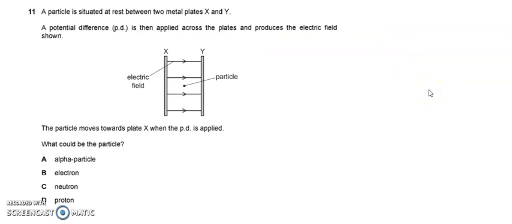Question 11. So if the electric field is pointing from X to Y, we can usually denote the plate X to be the positive and the plate Y to be negative, which is at a lower potential. If the particle moves towards plate X, so it must only be the particle with a negative charge. So we say the negative will be attracted to the positive. So which of these particles has negative charge? It's only electrons. Neutron has no charge. Alpha and proton both have a positive charge.